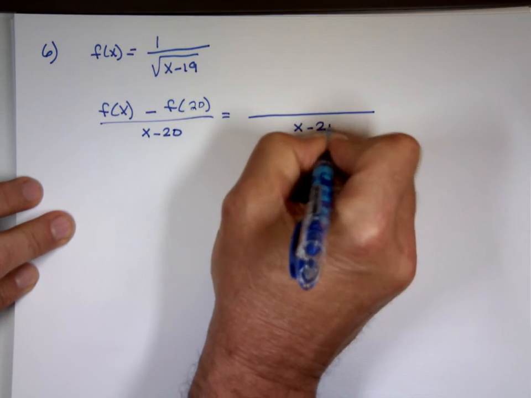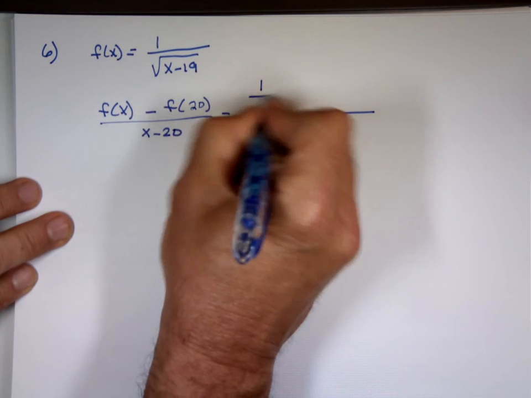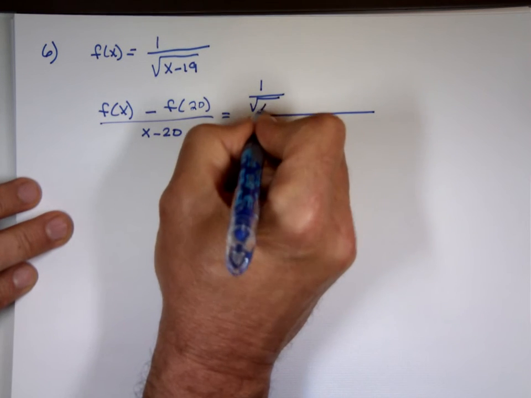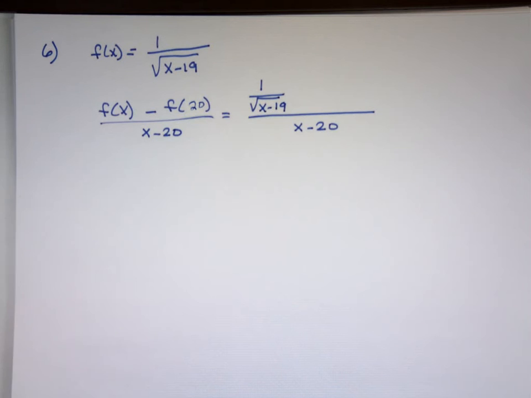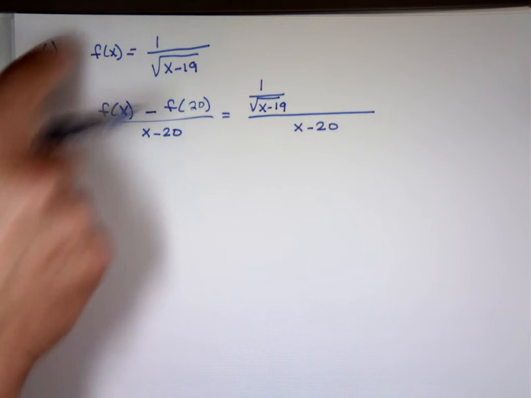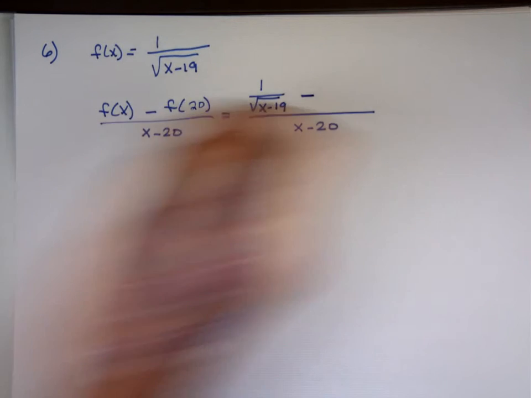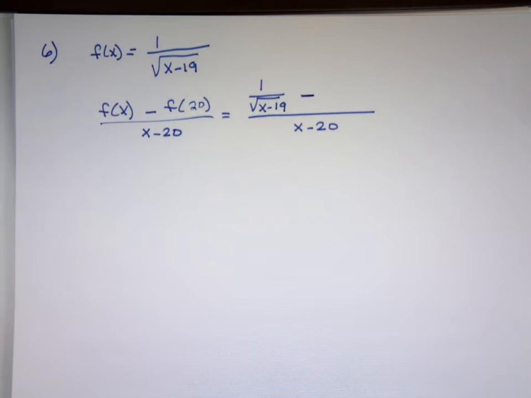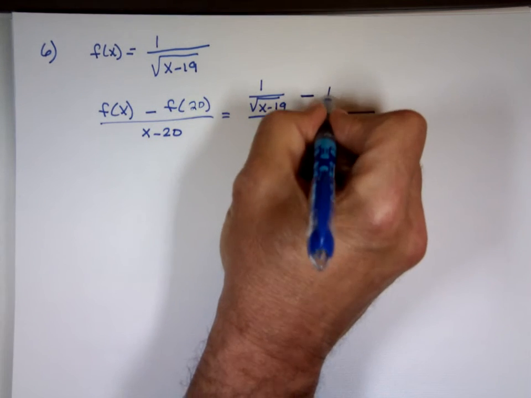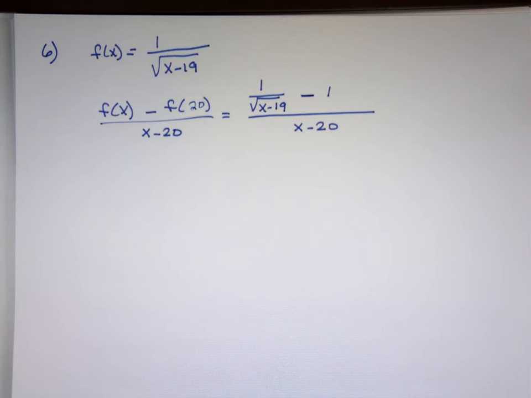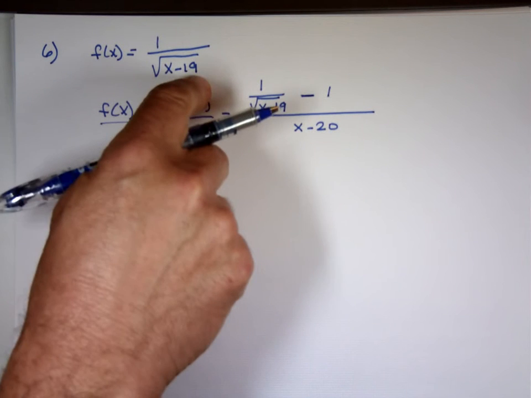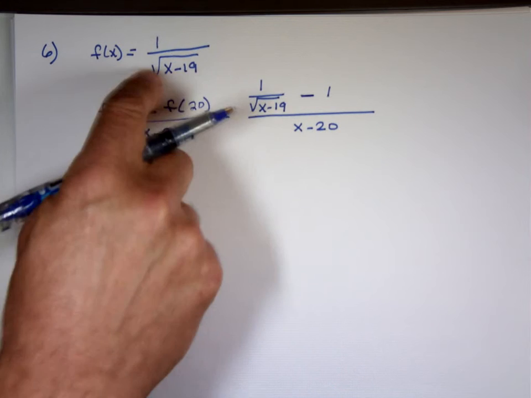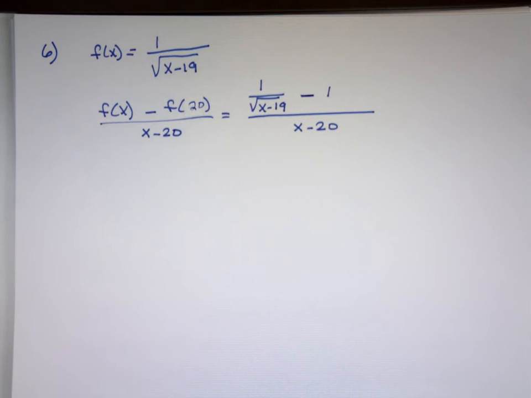F of x is 1 over the square root of what? X minus 19. That's what f of x is given to us. Minus, what is f of 20? Go to this, replace x by 20. So what are you going to have? 1. Replace x by 20. 20 minus 19 is what? 1. The square root of 1 is 1. 1 over that is 1. And now the question is, simplify this.